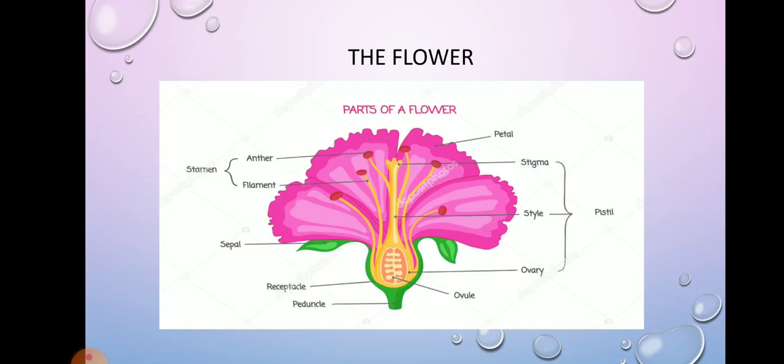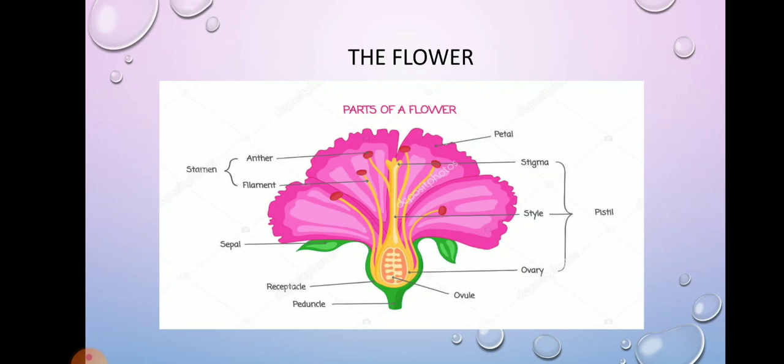Then we have ovule and ovary, which together are known as pistil, which is the female reproductive part of a plant. Okay, stigma, style and ovary together make up pistil, which is also known as carpel. Ovary and ovule, when they come together, it's known as carpel. So all these are the female reproductive part of a flower. And we have the male reproductive part of a flower, that is stamen, which has been divided into anther and filament.